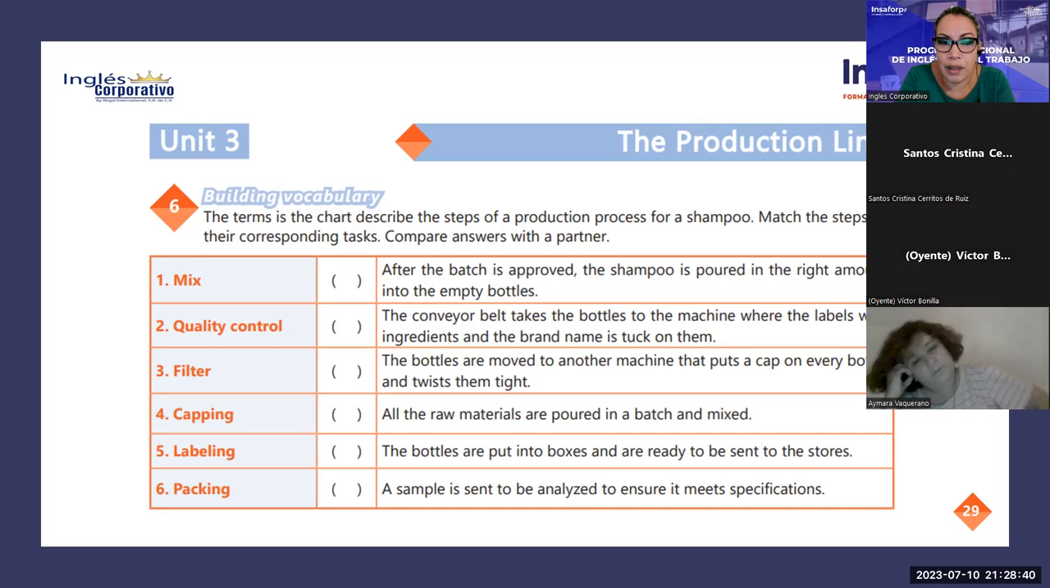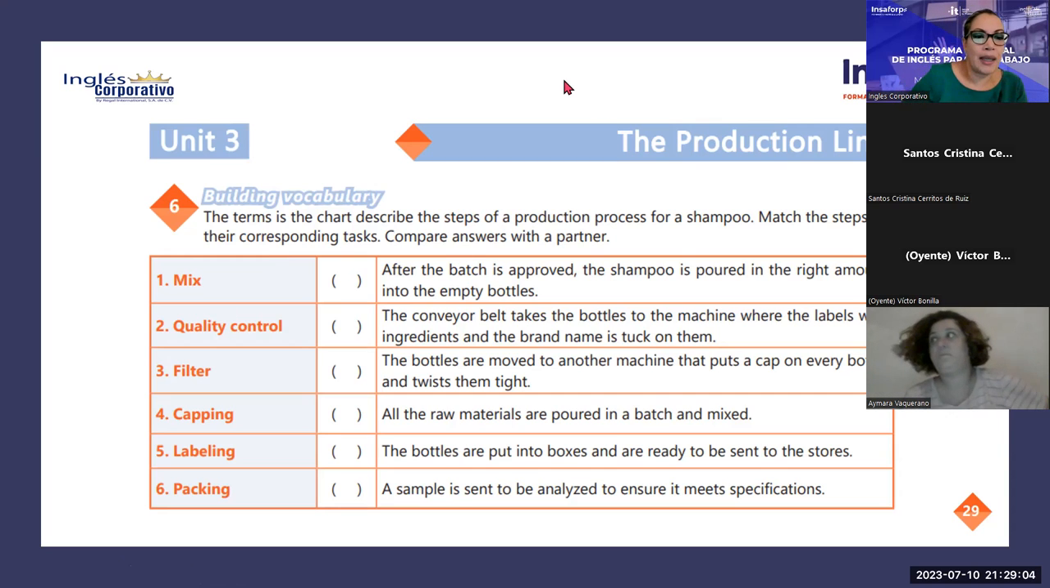All the raw materials are poured in a batch and mixed. The bottles are put into boxes and are ready to be sent to the stores. A sample is sent to be analyzed to ensure it meets the specification. So let's do the first one together. Mix. Number one, mix. What is the description of that step?